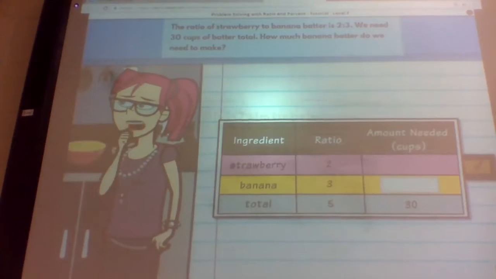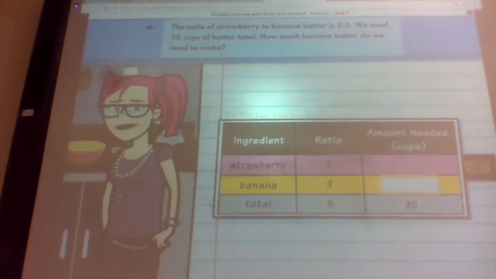So, how much banana batter do we need to make? You need to make 20. No, 15. No, you need to make 20. We're trying to get to 30. So how much banana do we need?